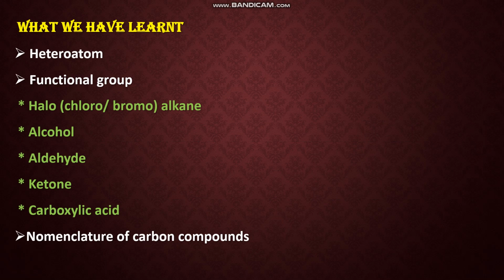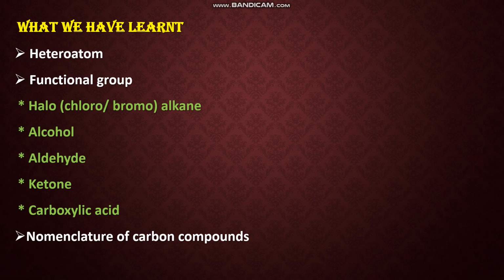In haloalkane, there are two types, chloroalkane and bromoalkanes. In chloroalkane, the functional group is chlorine. In bromoalkane, it is bromine. What is the functional group of alcohols? It is OH. Aldehydes, it is CHO, C single bond H double bond O. In ketones, the functional group is CO, C double bond O. What is the functional group of carboxylic acid? COOH. That is C double bond O single bond OH.